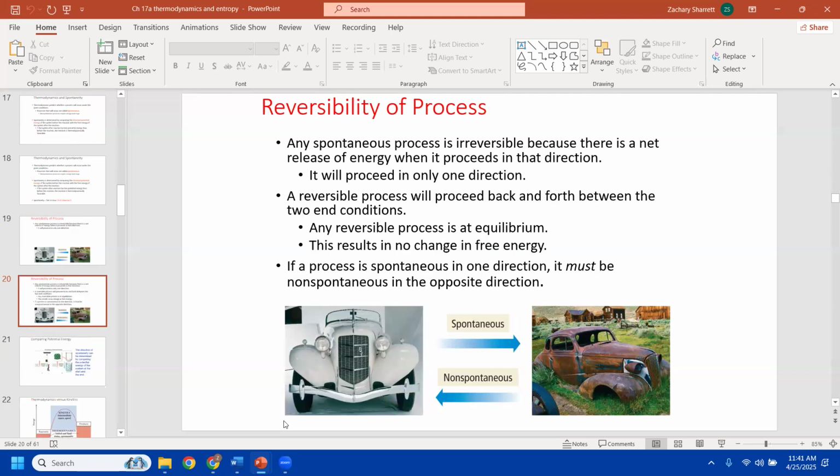A spontaneous process is irreversible because there's a net release of energy when it proceeds in one direction. That means that if a process is spontaneous in one direction, it is non-spontaneous in the other. Reactions that are reversible are not spontaneous or non-spontaneous. That means that the reaction can happen in both ways.